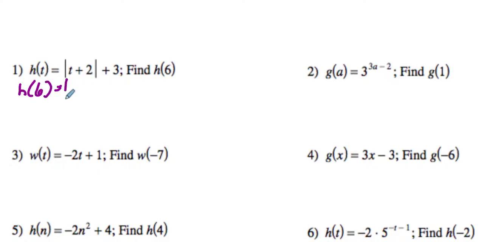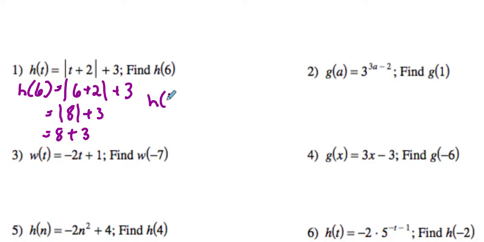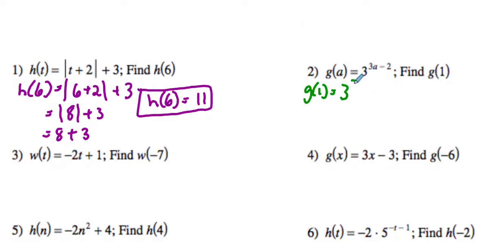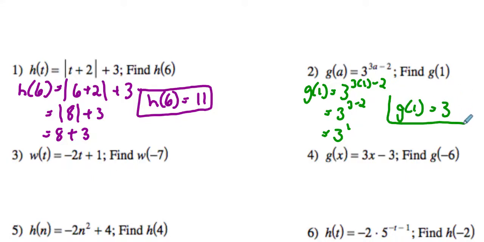Okay, section B, we're asked to evaluate some functions. So if I want to find h of 6, I just replace every t with 6, simplify it down, and I end up with 11. And g of 1, replace every a with 1, simplify down. I get 3 to the first power, which is the same as just the number 3. So g of 1 is 3.